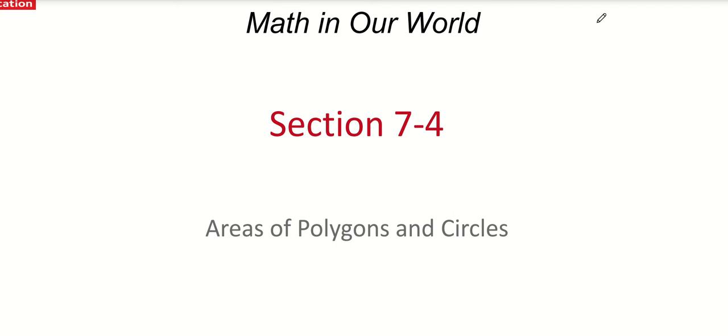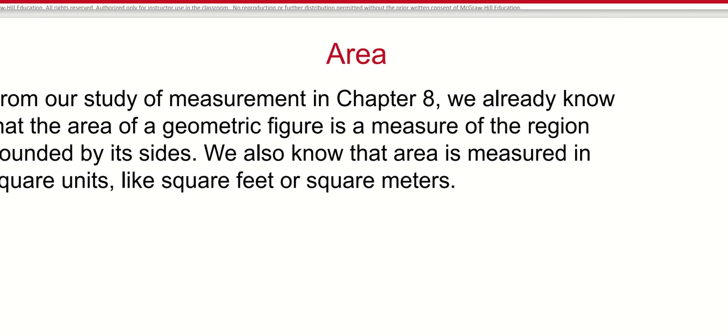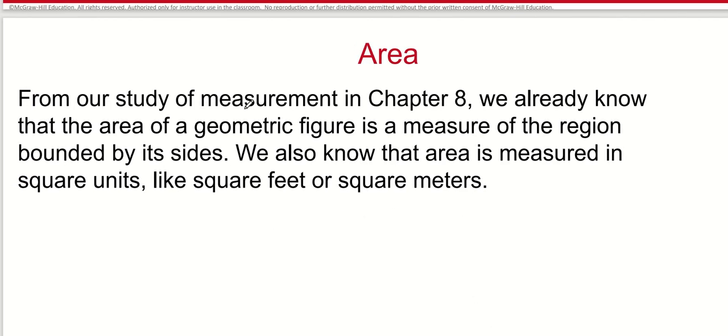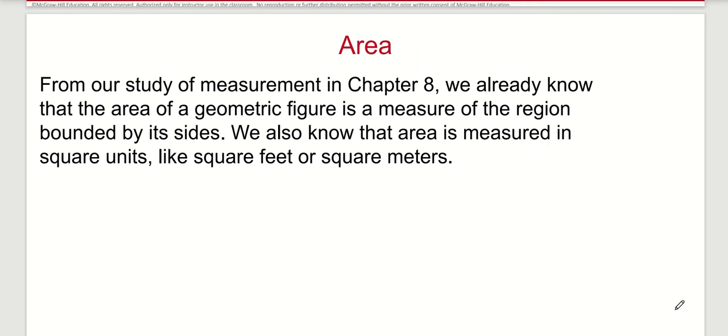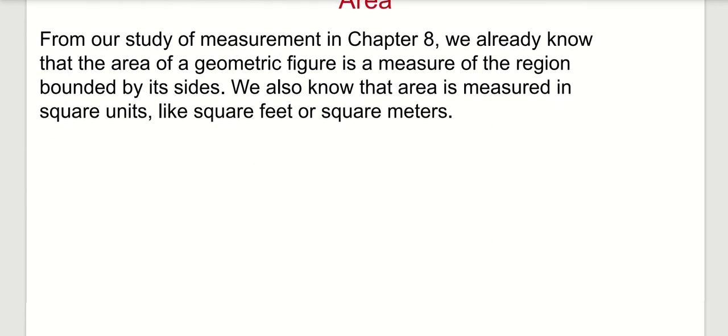We now turn our attention to section 7.4, which is on the areas of polygons and also circles. From our study of measurement that we did back in chapter 8, we already know that the area of a geometric figure is the measure of the amount of space that's inside of the figure. And when we talk about areas, these are things that are going to be two-dimensional, and so the units are going to be things like square feet or square meters.